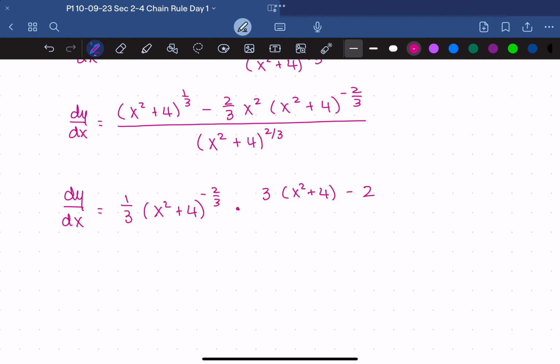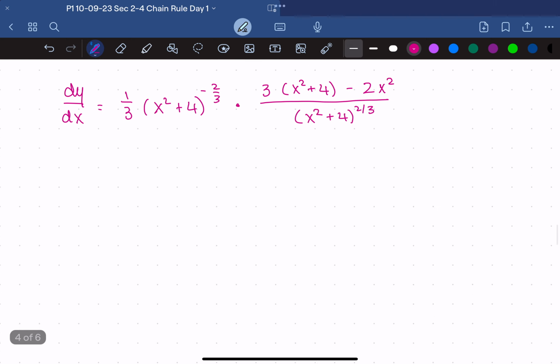In the second term, I factor a 1/3 from 2/3. I still have 2 left. I still have the x squared left, but I factored all of that out right there. And then it's still over x squared plus 4 to the 2/3.